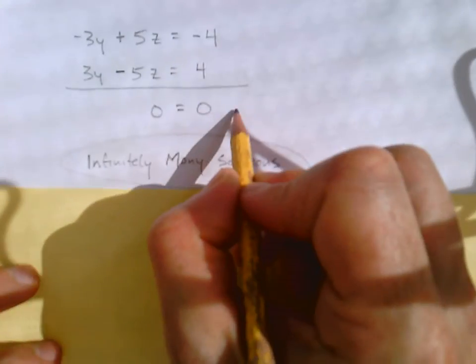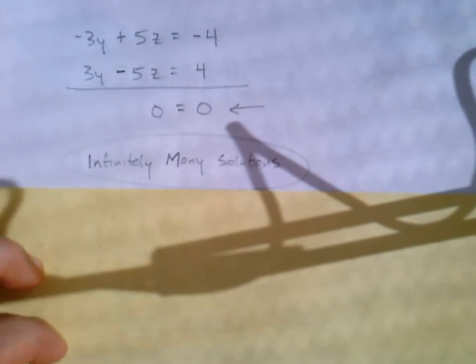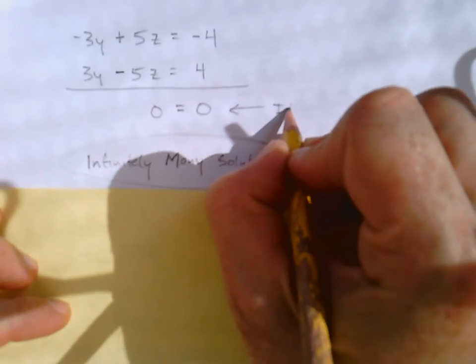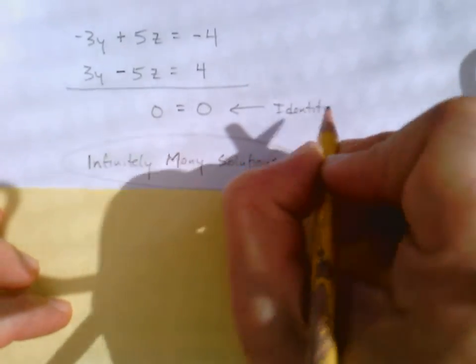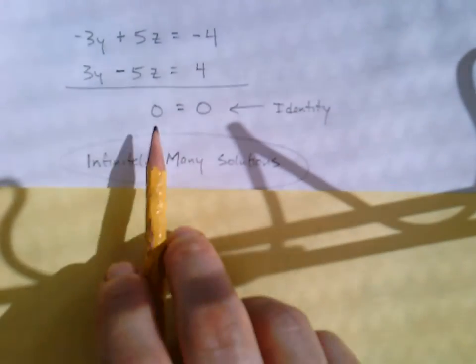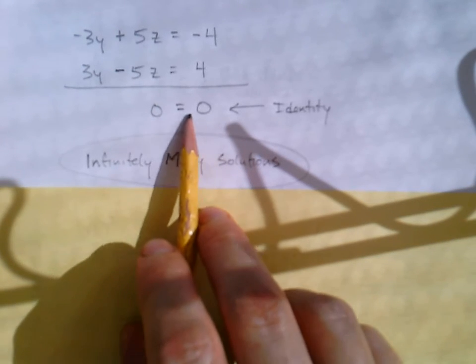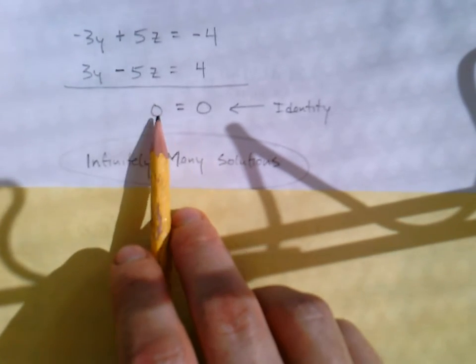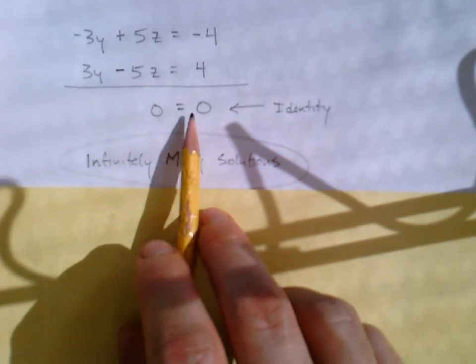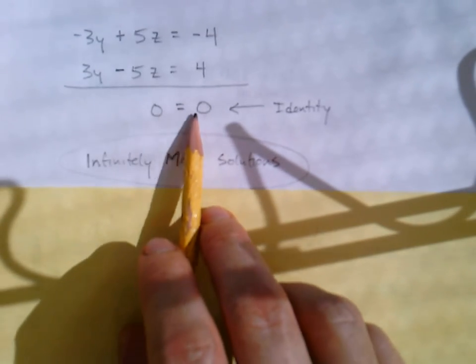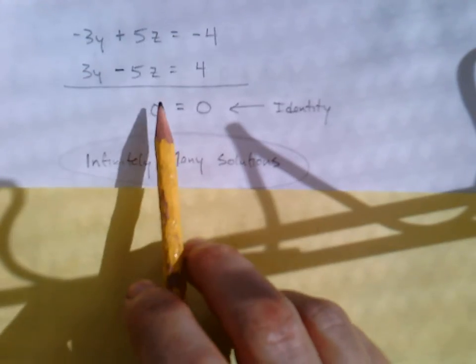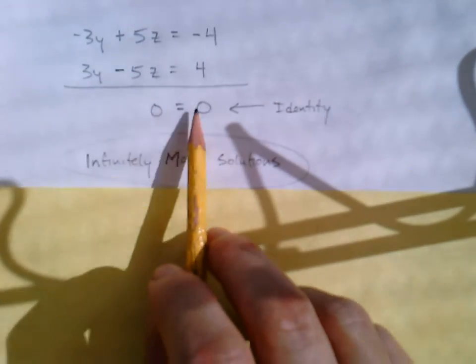If you come to this sort of a statement, you can stop and know that. This is called an identity. It's not so much that it's zeros. That's not what's important. It's that it's the same number equals itself. So if this said 2 equals 2, that would still be an identity. Usually, though, because the way elimination works, it's going to be 0 equals 0. That's usually what comes out.